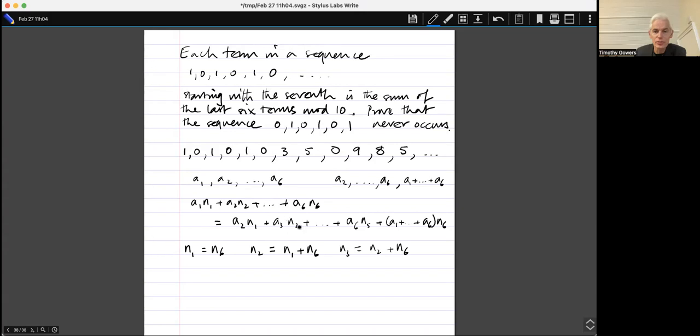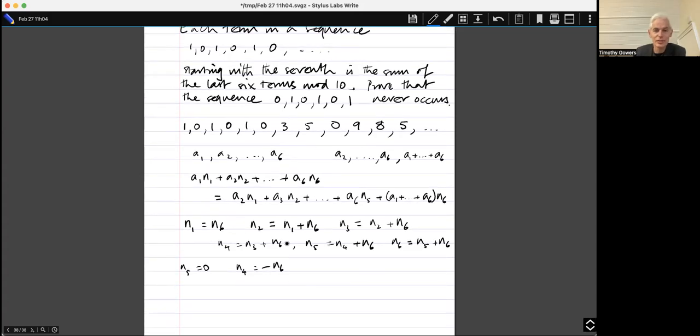A3, N3, and then it's A3, N2 plus A3, N6, and so on. So N4 equals N3 plus N6, and N5 equals N4 plus N6. And I think I'm going to... And comparing coefficients of A6 gives me... It really does give me N6 equals N5 plus N6. So N5 equals 0, which means that N4 equals minus N6.